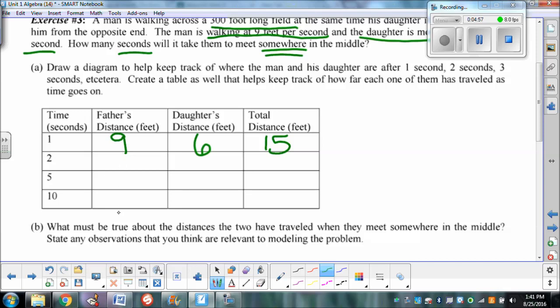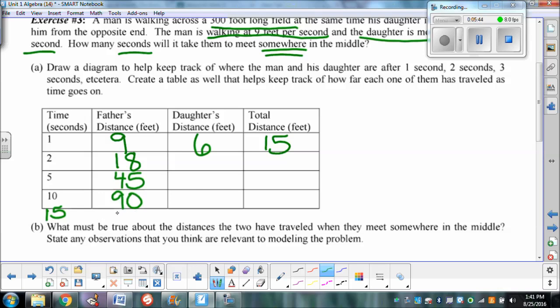So let's work down the father's column. If 1 second is 9 feet, at 2 seconds we're going to be at 18 feet. 3 seconds, which is not listed here, would be 27. You start to see a pattern emerge. At 4 seconds, hopefully you're saying it's 36. At 5 seconds, it's going to be 45 feet. So what's happening? We're just taking the number of seconds and multiplying it by 9. That's how fast the father is moving, so that's the father's distance. Then if I were to extend this chart and ask, what about after 15 seconds?